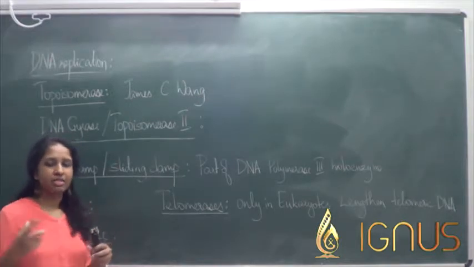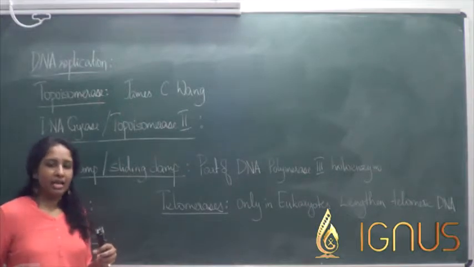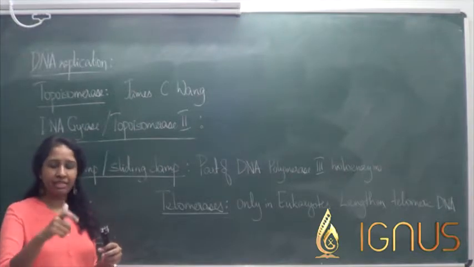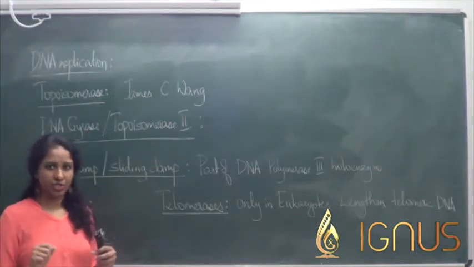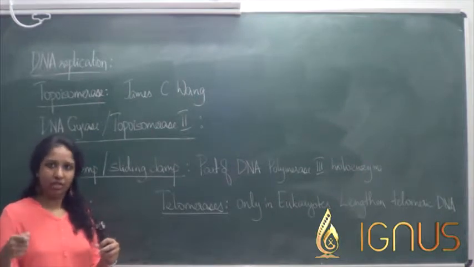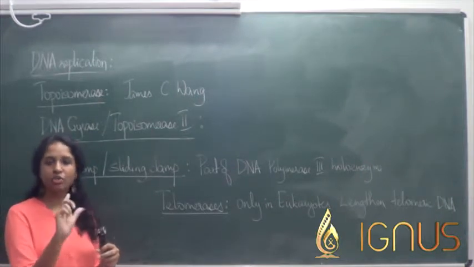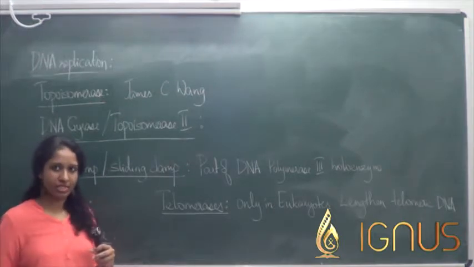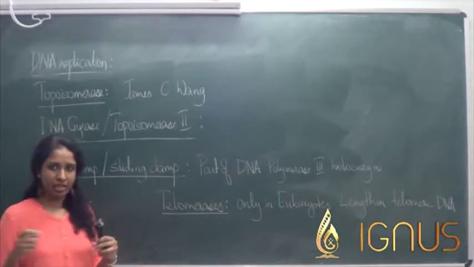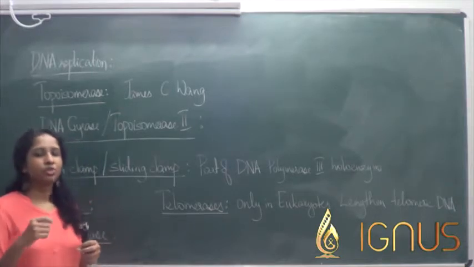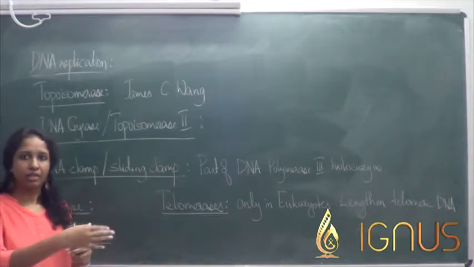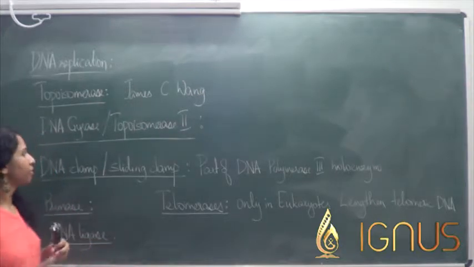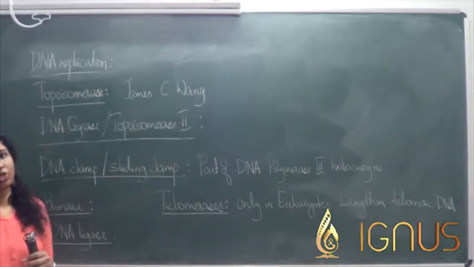So topoisomerases are going to remove those coils, and then helicase is going to unwind the 2 strands of the DNA. Now after helicase starts unwinding the 2 strands of the DNA, because DNA strand is also helically twisted on itself, even a single strand of DNA is helically twisted on itself. So when you are going to unzip the DNA, remove the hydrogen bonds, there is going to be stress which is going to be formed further up on the DNA strand, and that is going to be removed by DNA gyrase or topoisomerase 2.